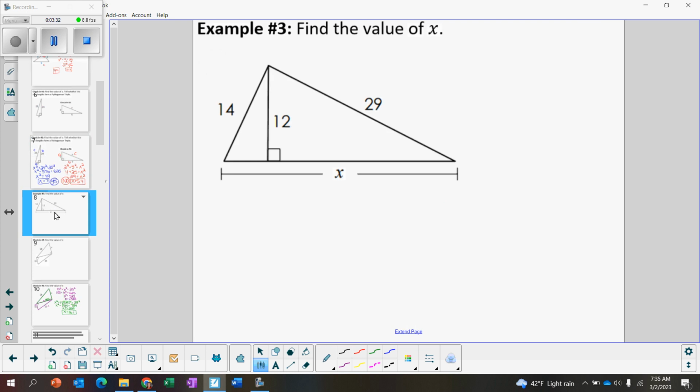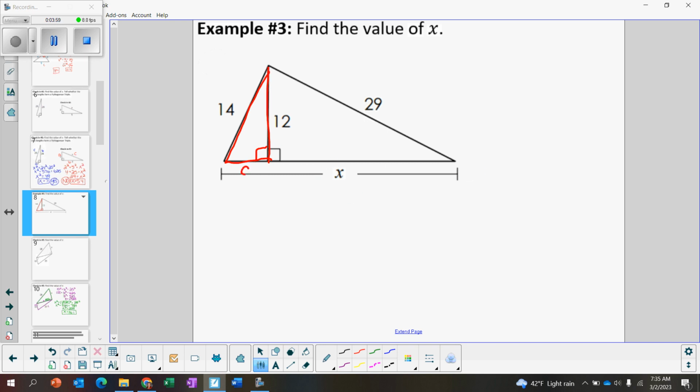All right, this problem is actually pretty tricky. We have to find this entire length of x. But this big triangle here is not necessarily a right triangle, right? There's no right angle symbol here. So I'm going to have to create two different right triangles, find the values of both of these parts, and add them together to get the length of x.